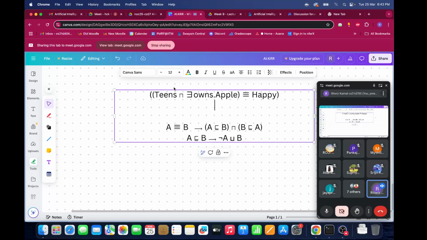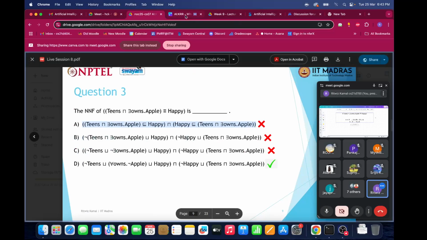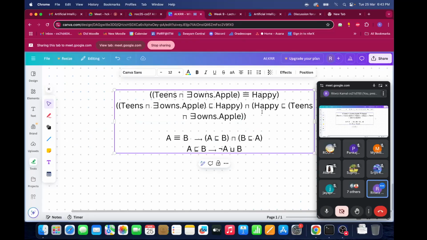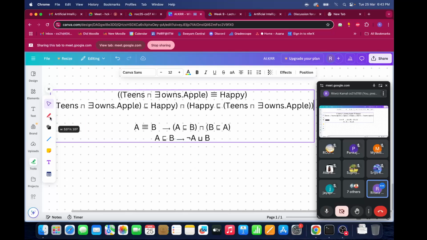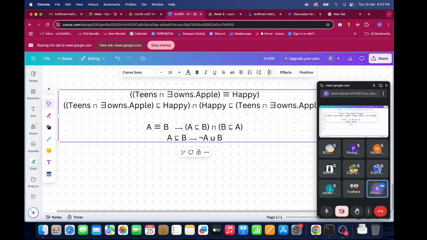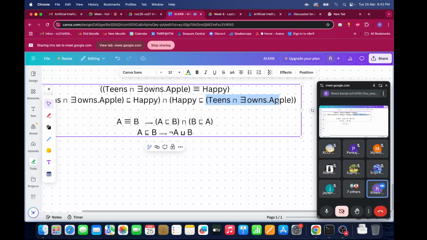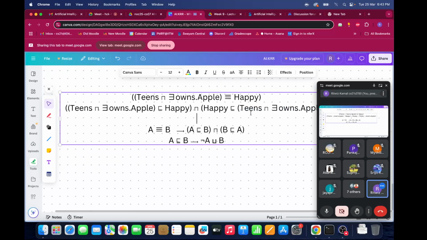So the first step that we do in simplification is to resolve this equivalence, and for that we will write this. Okay, so the first part says that teen and their owns dot apple subsumes happy, and this becomes the first part, and then the second part becomes happy subsumes this whole thing, teen and their owns apple. Is this step clear? Yes, sir.